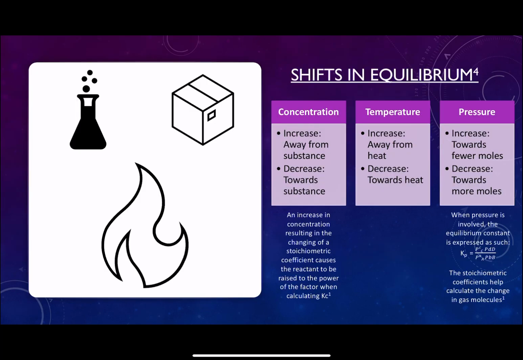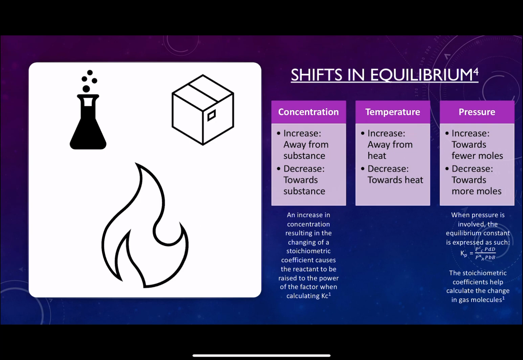The three important factors to consider in Le Chatelier's principle are concentration, temperature, and pressure. An increase in concentration results in the equilibrium shifting away from the substance, and the same goes for temperature with the increase in heat. A decrease will cause the equilibrium to shift towards the substance or heat.